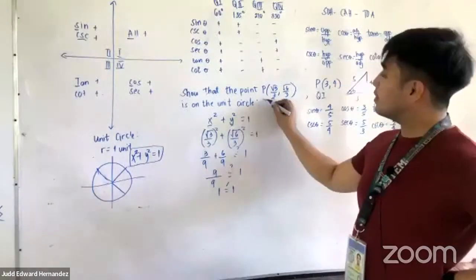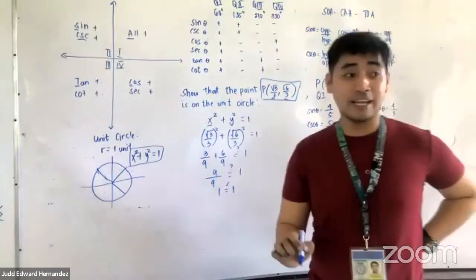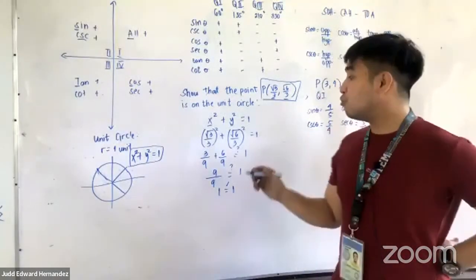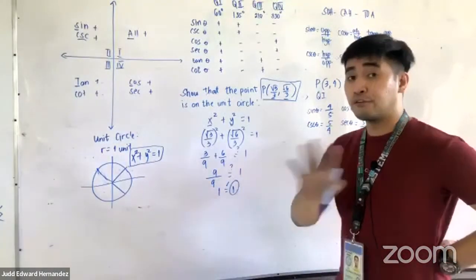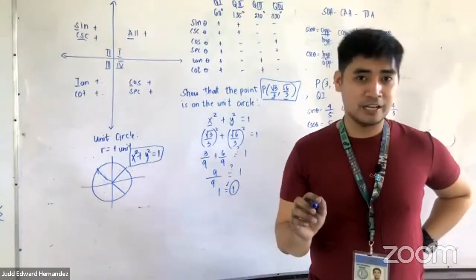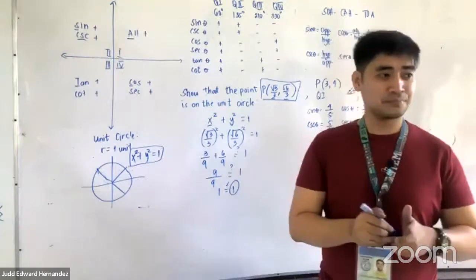And we could say that this point is on the unit circle. Are we clear? Yes, sir. That is how we solve if a specific point lies on the unit circle. Pero kung hindi siya nag-equal to 1, therefore we could say that it is not a point on the unit circle. Maliwanag? Opo. Okay, let's have another example.